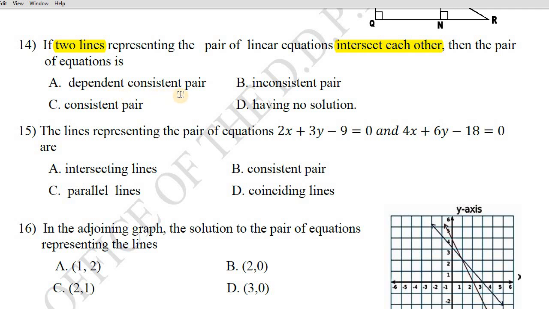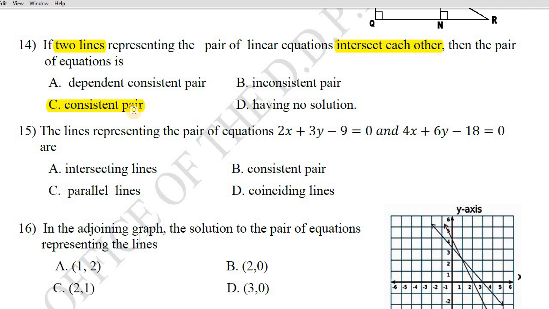Today also in the class I have discussed about this. B, inconsistent pair. Option C, consistent pair having no solutions. See, dependent consistent pair means it is for coincident lines which has many solutions, and inconsistent pair means which don't have the solution, means for parallel lines. But here they clearly said they are intersecting each other, means it has a solution. Hence option C, consistent pair it is.